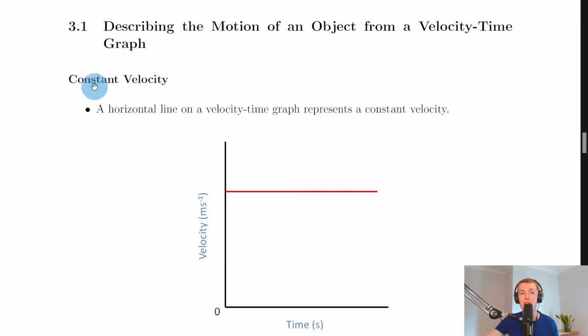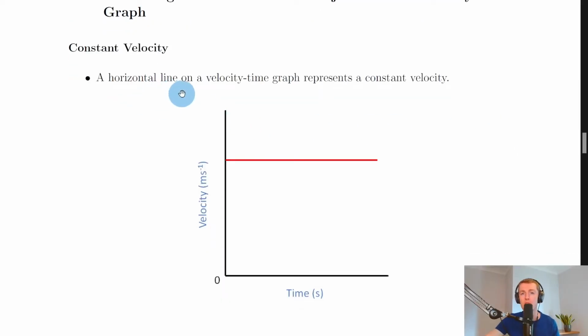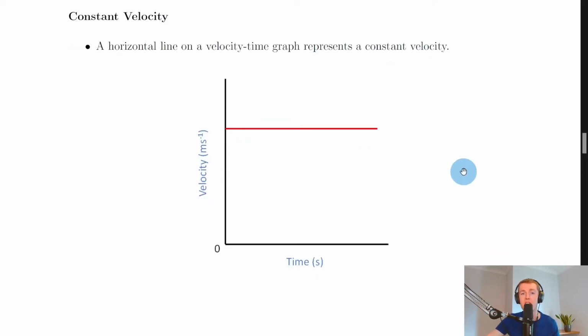So the first case we'll look at is constant velocity. What does it look like on a velocity time graph if an object is moving at constant velocity? Well, it says that a horizontal line on a velocity time graph represents a constant velocity, and that is shown by this diagram here. So we've got velocity on the y-axis, time on the x-axis, and you can see we've got a straight horizontal line which shows us that velocity is staying the same over time. So that represents a constant velocity.